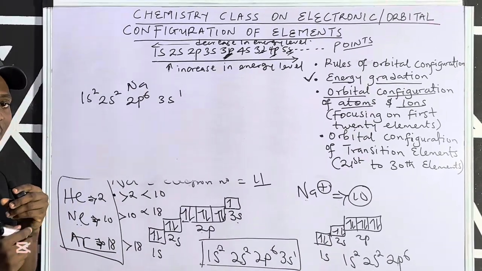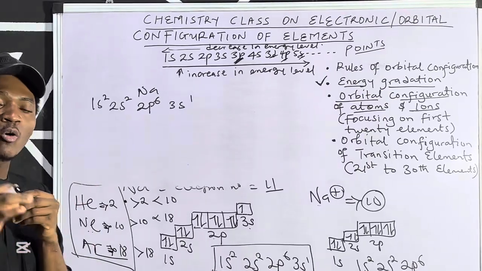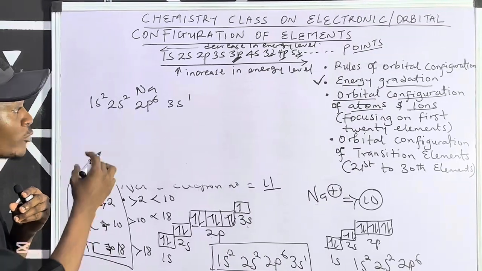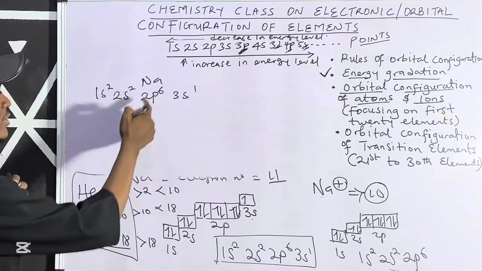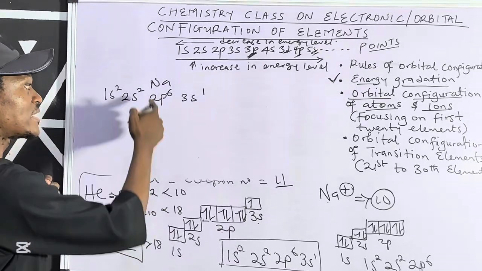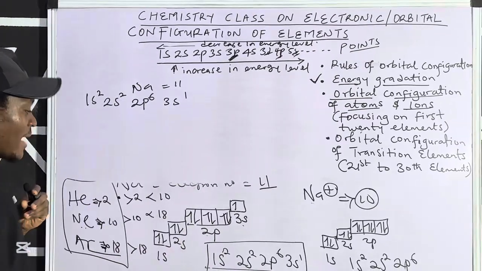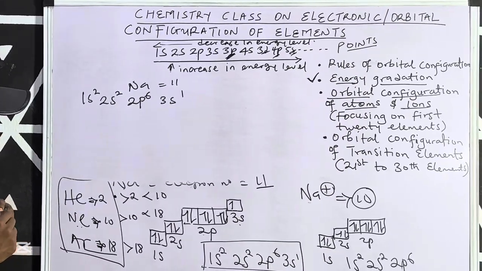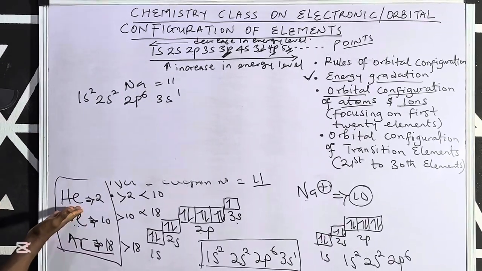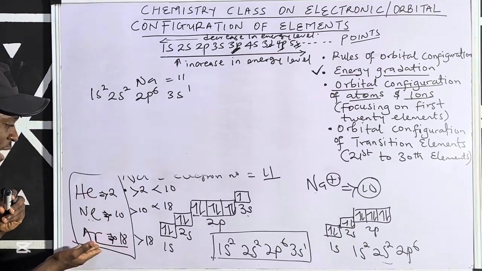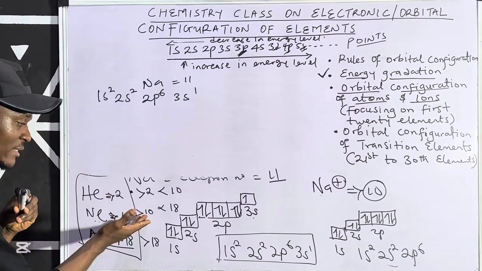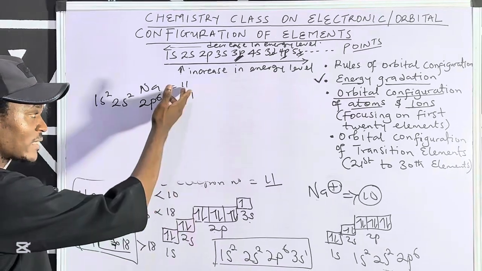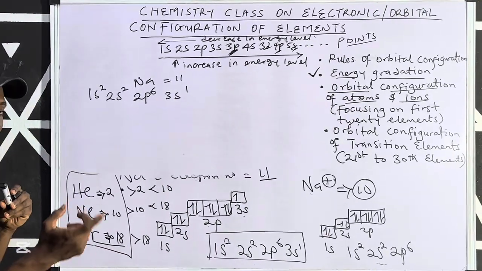Now, if I am asked to leave this in condensed representation, then how would I go about it? What category does this one belong to? Of course, it's having 11 electrons, and the atomic number is what? Is 11. So what category does it belong to? Does it fall under the helium, the neon, or the argon? Since it is greater than 10 and less than 18, it falls in the category of what? Neon.